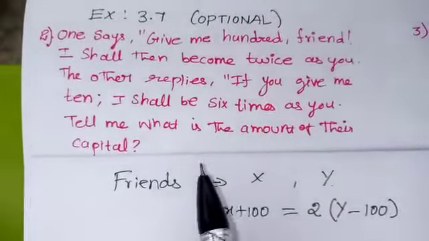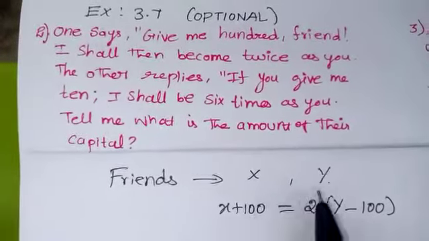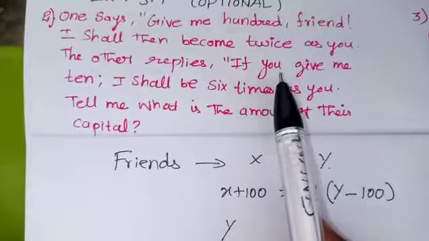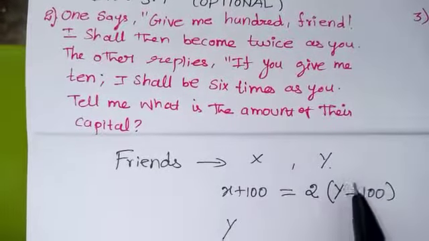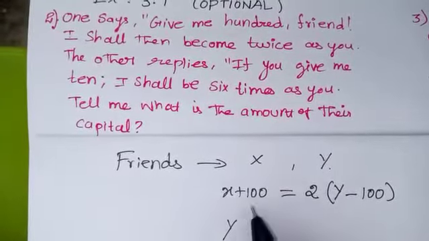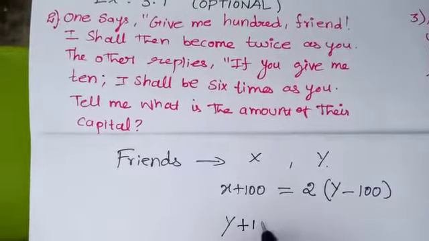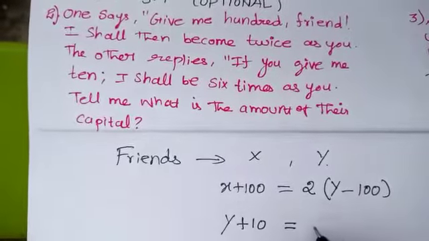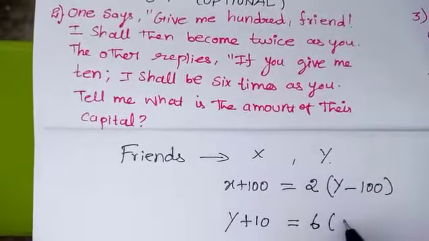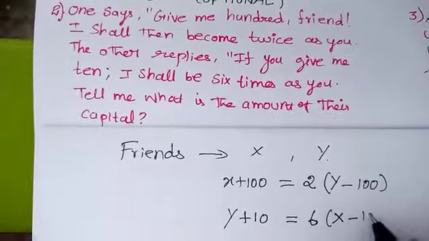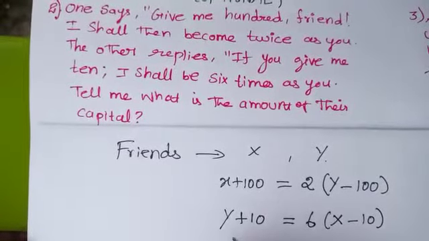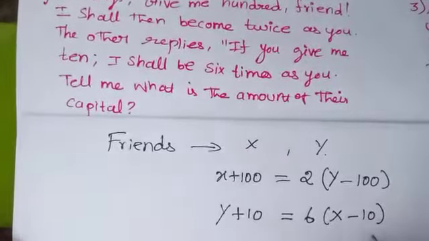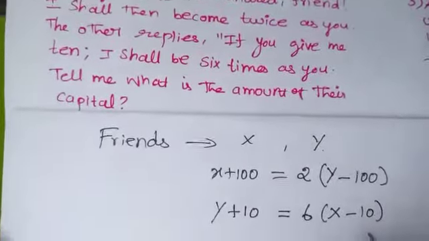Now the second case, in other replies. Now Y is speaking. What he is saying: if you give 10, so X should give 10 rupees to Y. So Y will become Y plus 10. Then I shall be 6 times as you, then it will be 6 times as X. That time X would have been X minus 10, because X has given 10 rupees to Y. So Y plus 10 equals 6 times X minus 10. From this we are going to find the two equations.